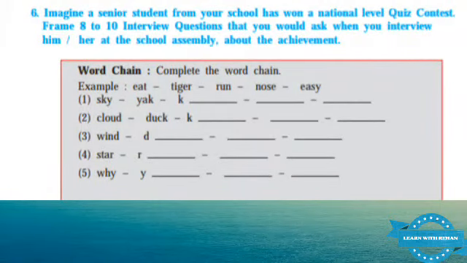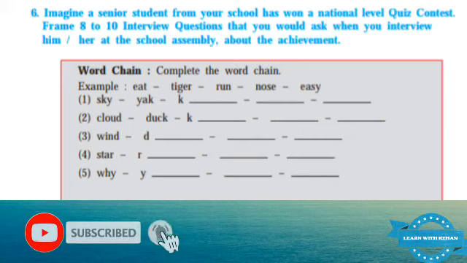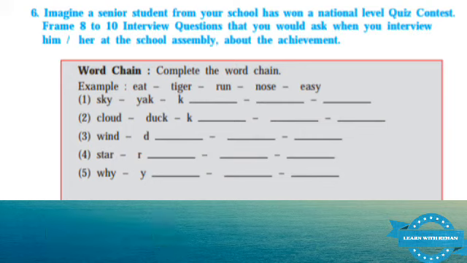Question number 6. Imagine a senior of students from your school has won a national level quiz contest. Frame 8 to 10 interview questions that you would ask when you interview him, her at school assembly about the achievement.